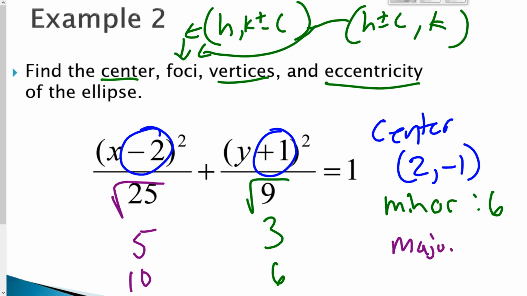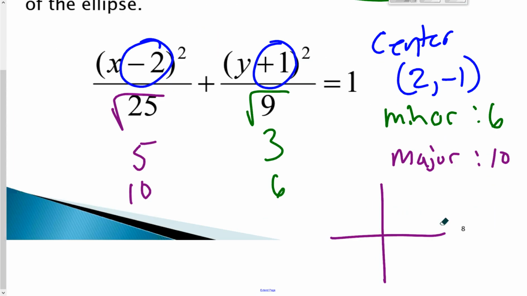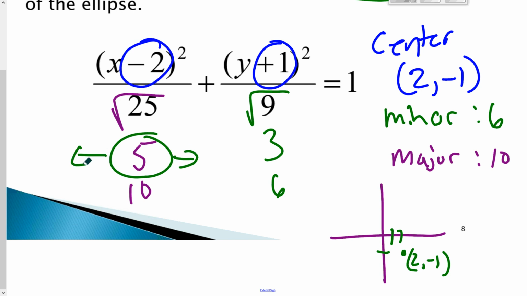So the major is 10. Okay, so there would be that, and then you could graph that. Right, so we're over at 2, so over 2, down 1, 2, -1, there's our center. And then here's the tricky part, right? The larger denominator is underneath the x, so that means I'm going to go with this 5, right 5 and left 5. So from this center point, I'm going to go right 5, 1, 2, 3, 4, 5, so it's down here still, and then left 5, 1, 2, 3, 4, 5, and still down at -1. So there's that major axis. You can go ahead and draw that across if you want. You don't have to.